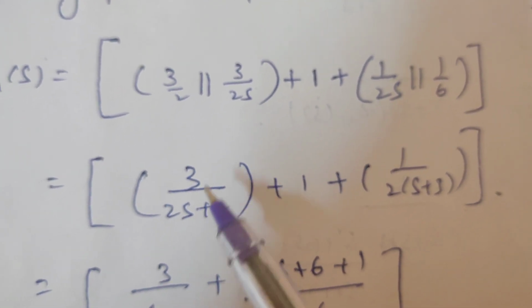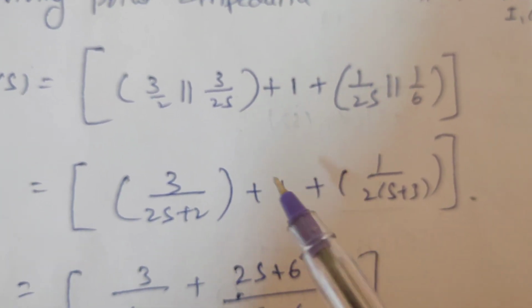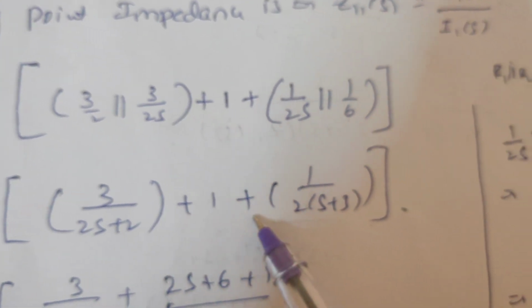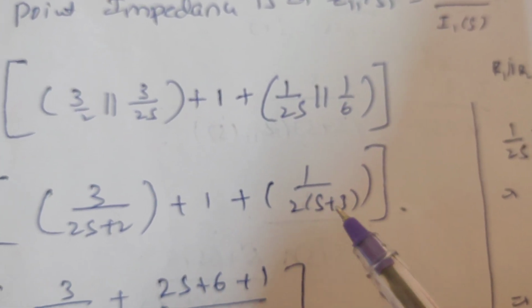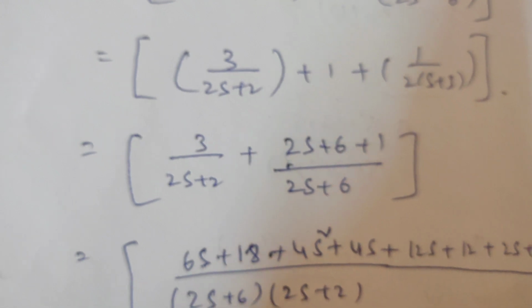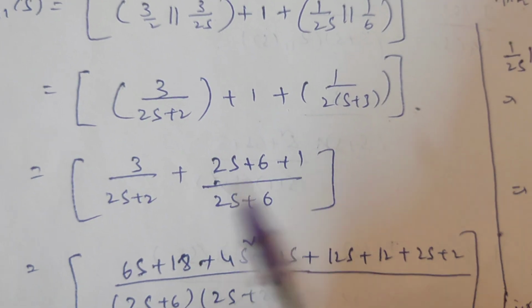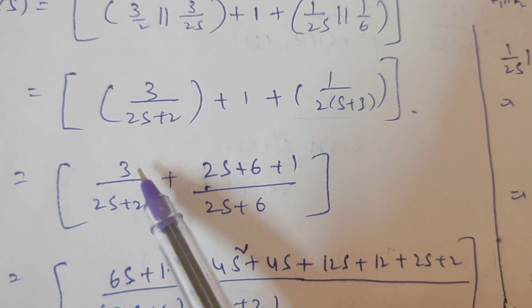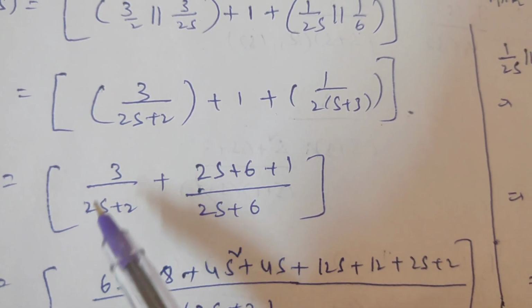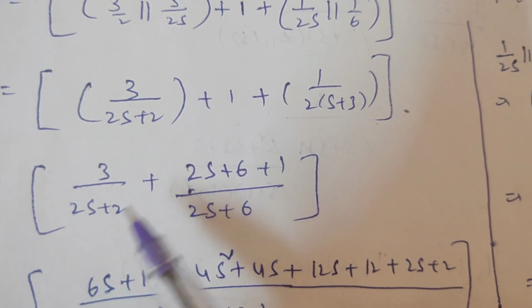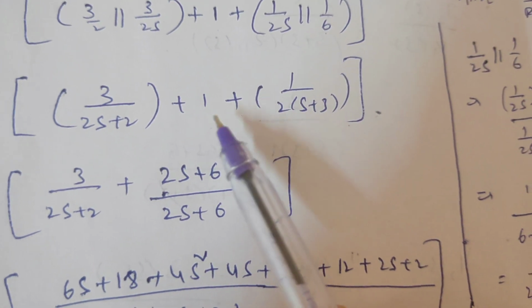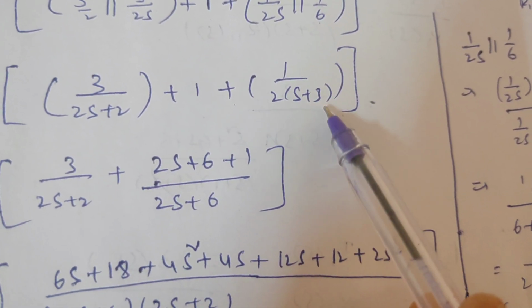2 of (s plus 1) gives 3 by 2s plus 2, which is in series with the 1 ohm. Again this value is 1 by 2 of (s plus 3). Upon simplifying this, we are taking the LCM. Before taking the LCM, I am expanding this value: 3 by 2s plus 2, plus 1, plus 1 by 2s plus 6.